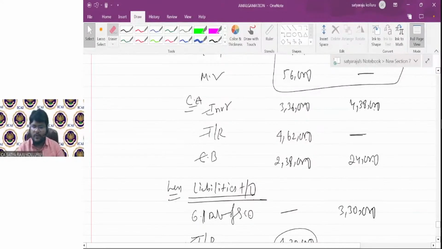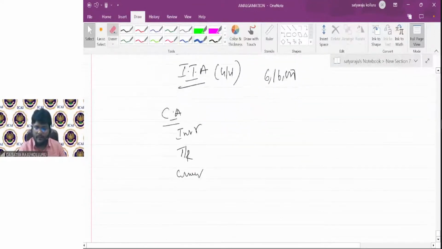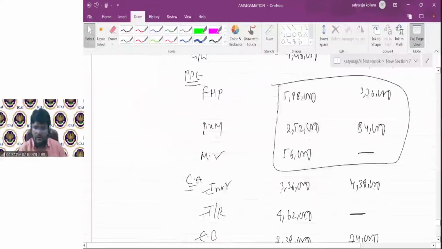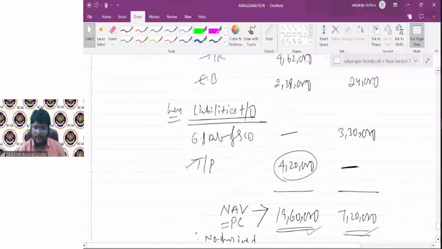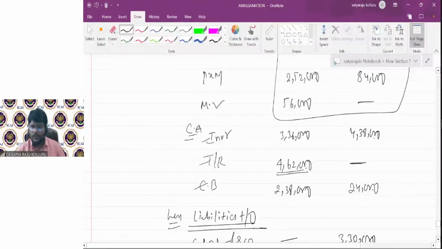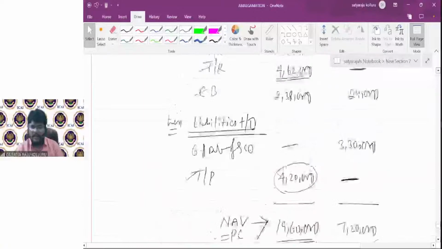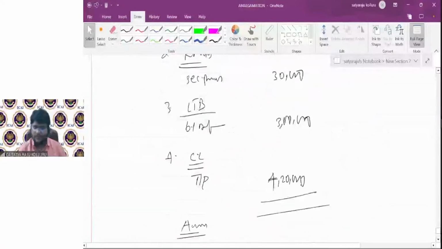Three lakh 36 plus 4,38, so total 7,74 is the inventory. Next, come to trade receivable. Trade receivable is only held by Galaxy, not by Glory. 4,62,000, so you can take that one. The final one is cash and cash equivalent. You can add the cash and cash equivalent, guys: 2,38,000 plus 24, which is 2,62,000.